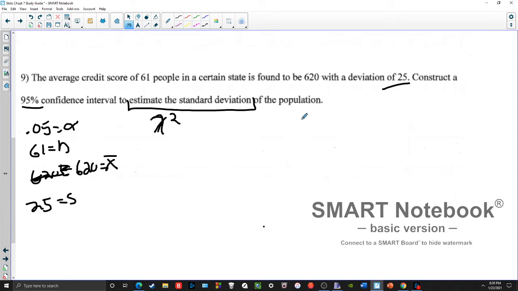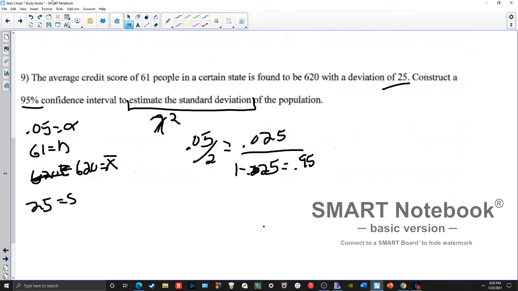So to get a chi-squared, what we do is we take our alpha, 0.05, we cut in half, and we get 0.025. And that's going to be our first lookup, and then our second lookup is going to be 1 minus 0.025, because we need to look up on the other end of the chi-squared score, the left end, and that's going to be 0.975. So 0.025, and 1 minus this gives me 0.975.